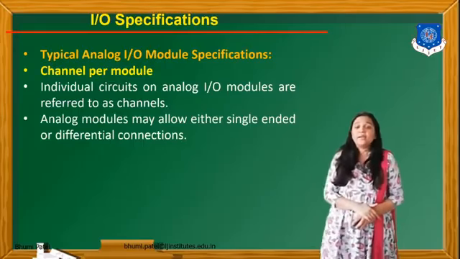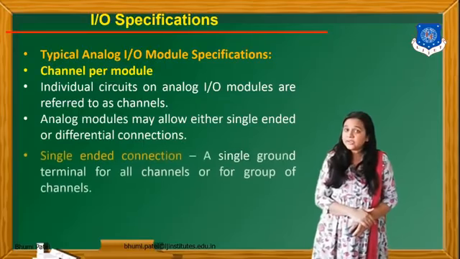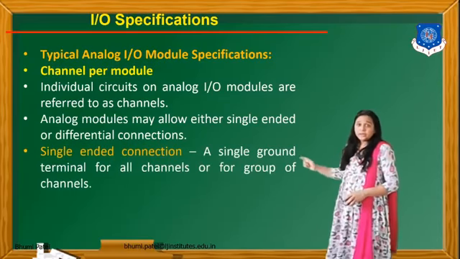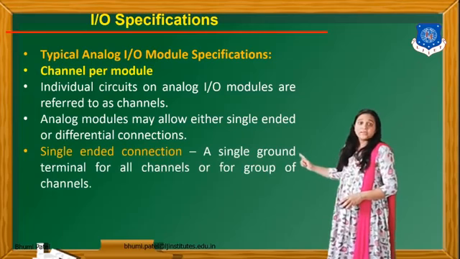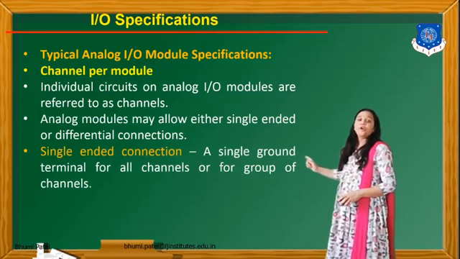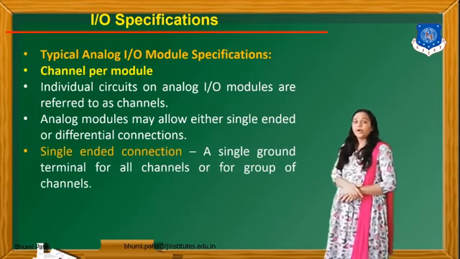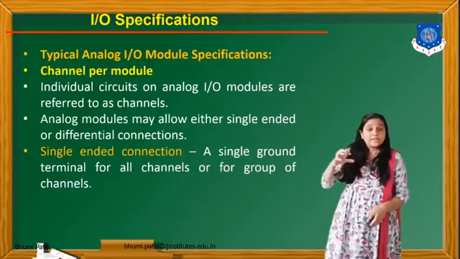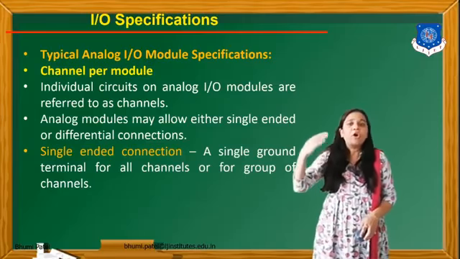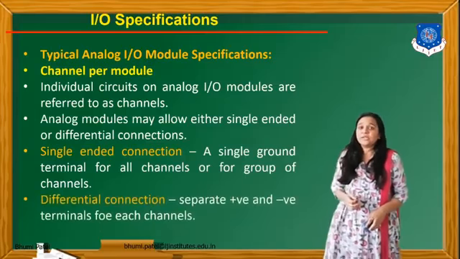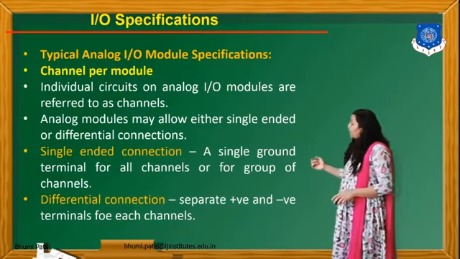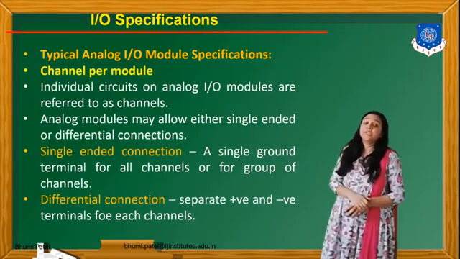So what is the single-ended connection and the differential connection? In the single-ended connection, there is a single ground terminal for all channels or for a group of channels. So we can connect a single ground terminal for all the channels. Now what is the differential connection? Separate positive and negative terminals for each channel.